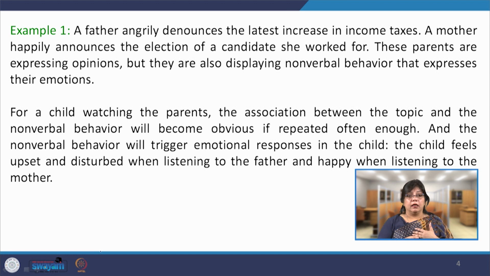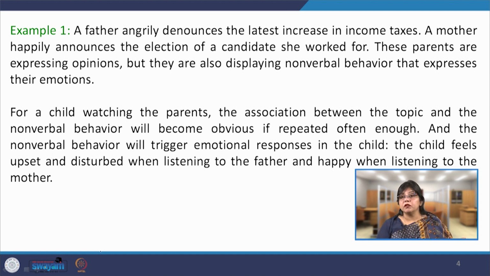Now, in the long run, what happens is that whenever the child has observed and grasped and absorbed these emotions and news within himself, in the long run, whenever there is news of the tax or there is an election, the child also learns to respond accordingly to what his parents have shown on their faces. So, in this conditioning, the child has paired his father's and mother's emotions with that of the stimulus, that is the tax increment and the election of a person for whom his mother has worked.